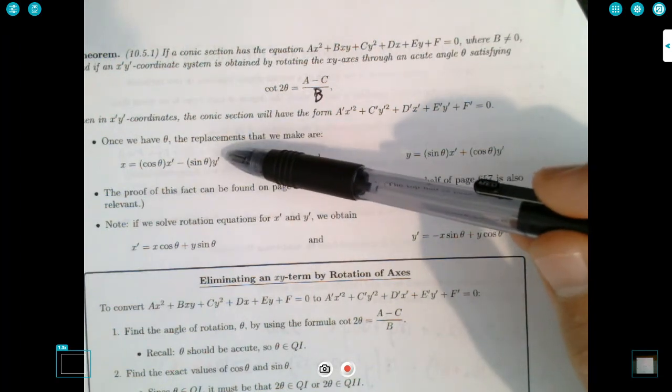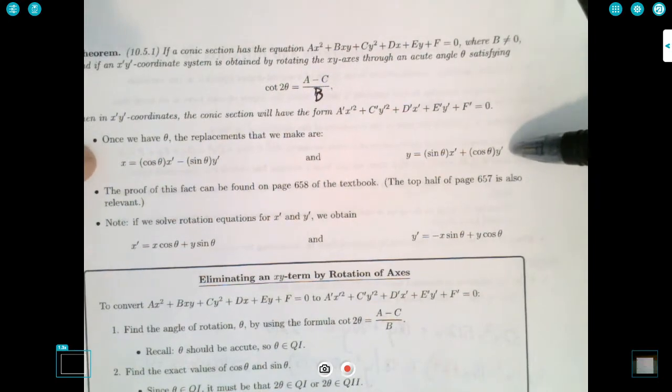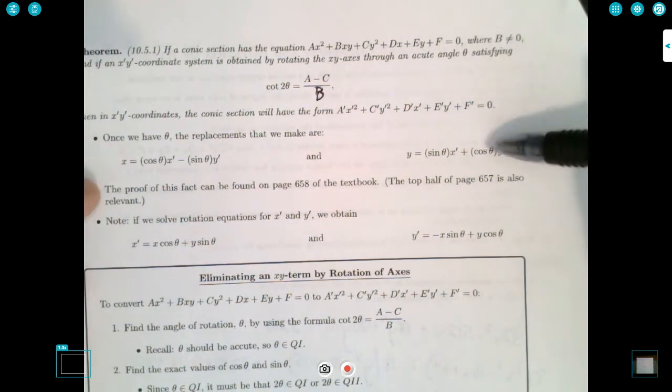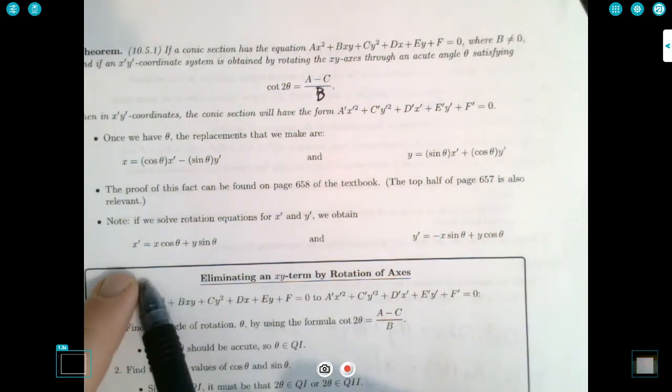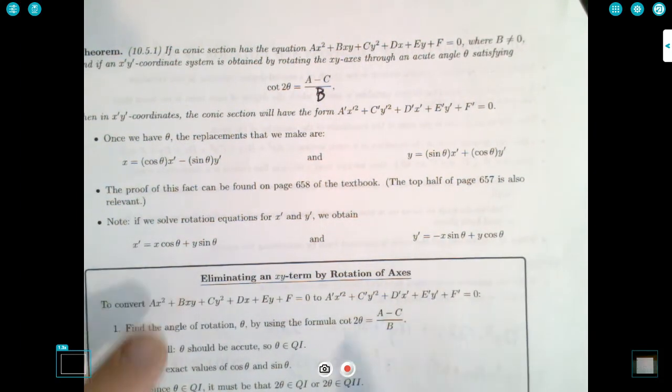Sometimes it's useful to solve for x prime and y prime. And so instead of solving a system of equations every time, I'm just giving you the result that x prime is going to be x cosine theta plus y sine theta, and y prime is going to be negative x sine theta plus y cosine theta.